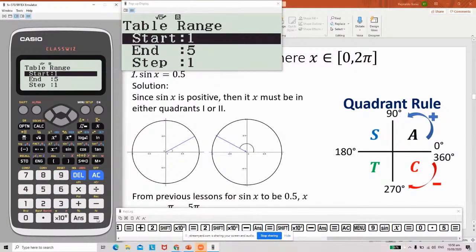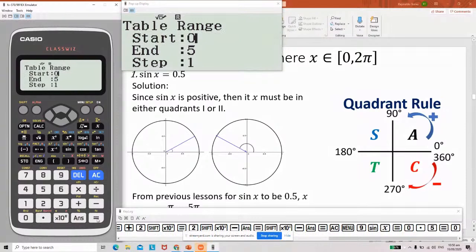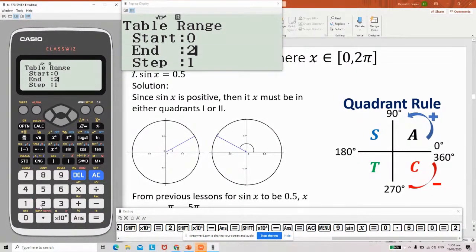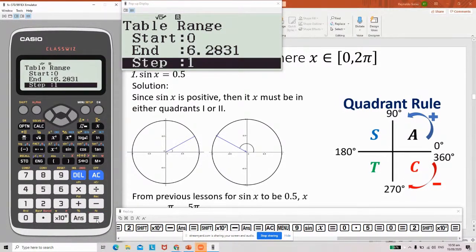Range. Mag-start ako kay 0 kasi 0 to 2 pi daw eh, di ba? Mag-end ako kay 2 pi. So, 2 and then shift pi. Step or the interval. There are two intervals that you can use. Either pi over 6 or pi over 4.